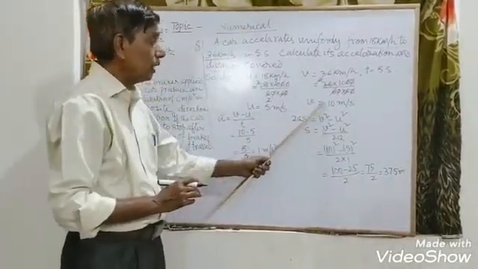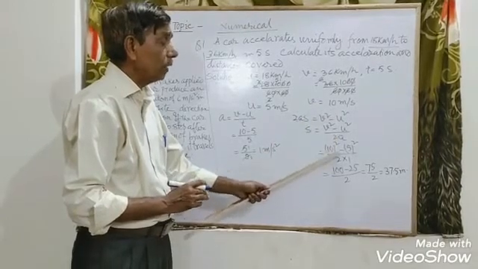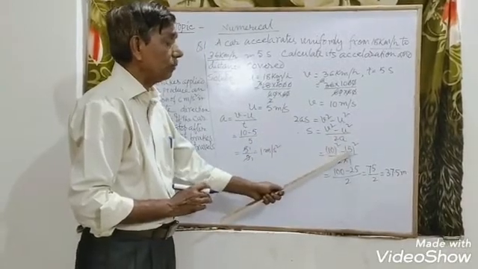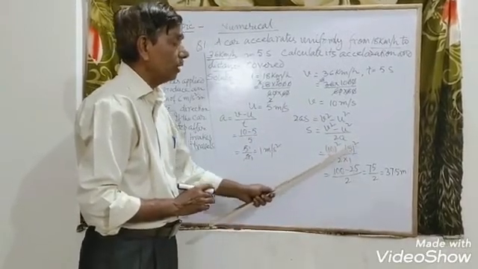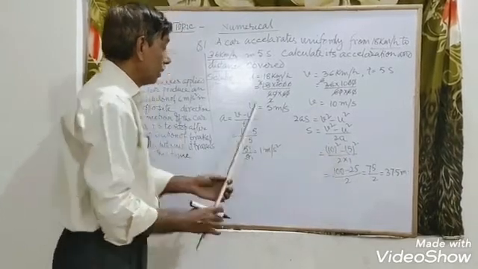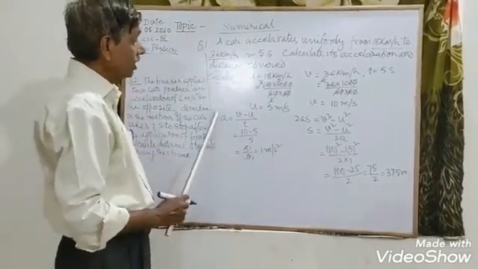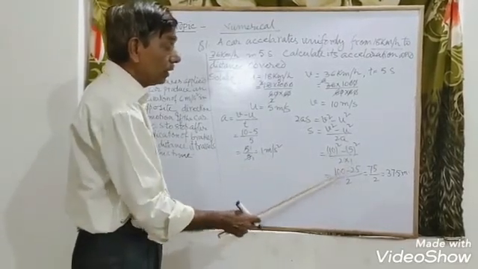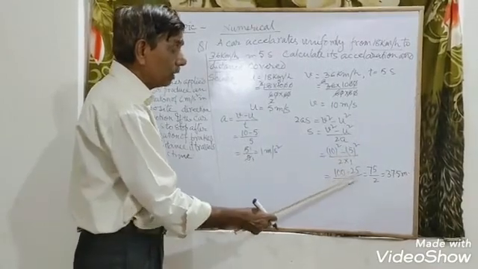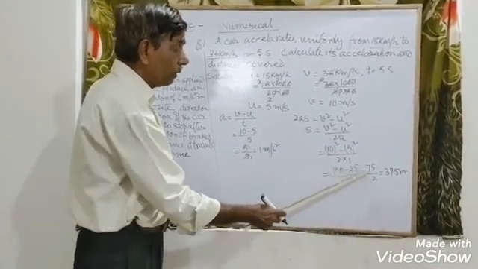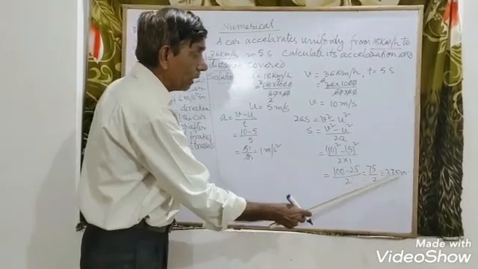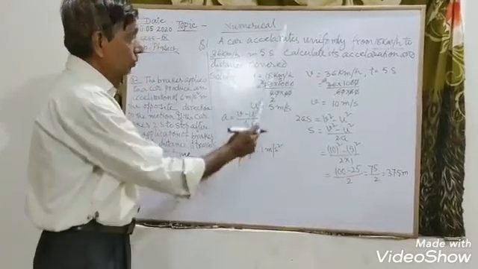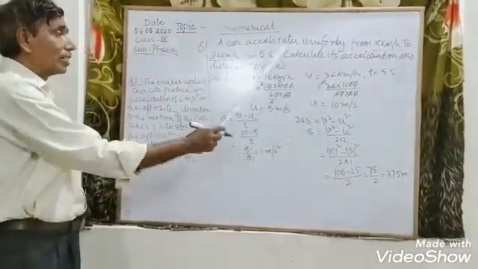Here we know v is equal to 10, so 10 square minus the initial velocity 5 square, divided by 2 into the acceleration we have already found, 1 meter per second square. So 10 square, that is 100, minus 5 square, that is 25, divided by 2. So 75 by 2, that is 37.5 meters. This is the distance covered by the car. So this is the numerical and its calculation.